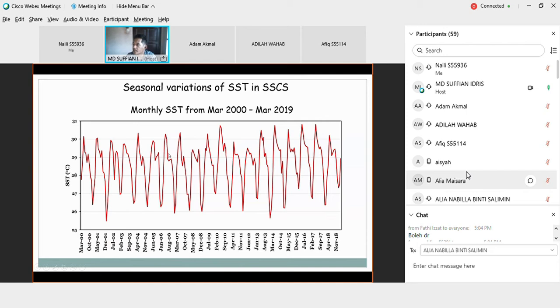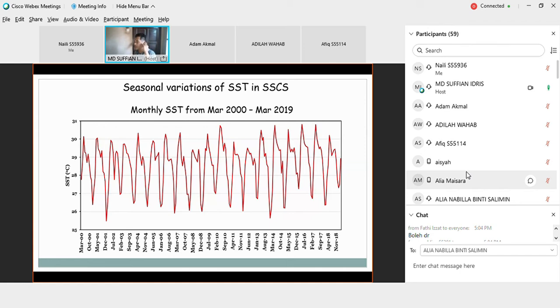And then this one is monthly SST. This example is from March 2000 to March 2019, about 20 years. If you look here, there is a similar pattern of high temperature during May and low temperature during December and January.